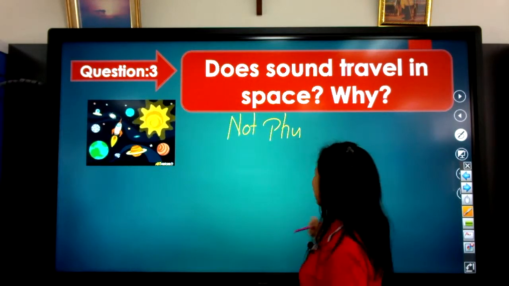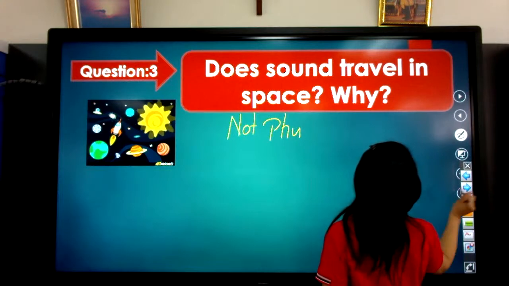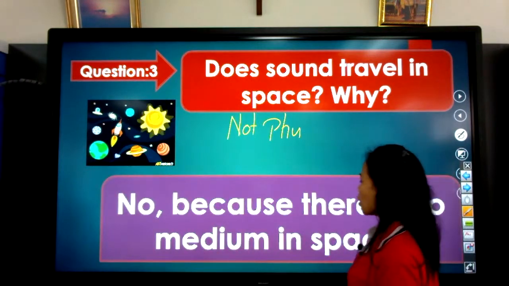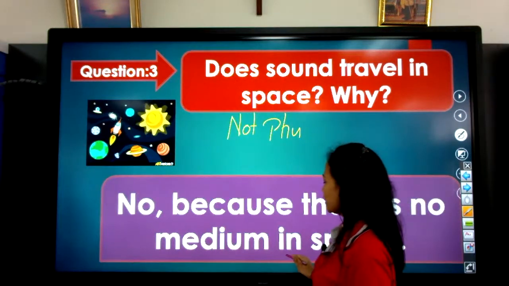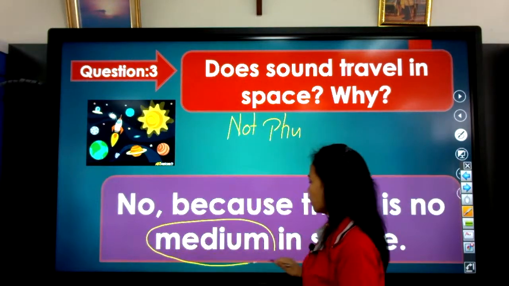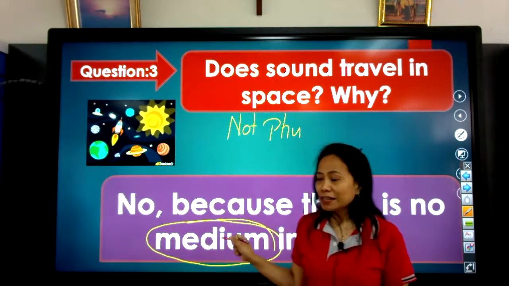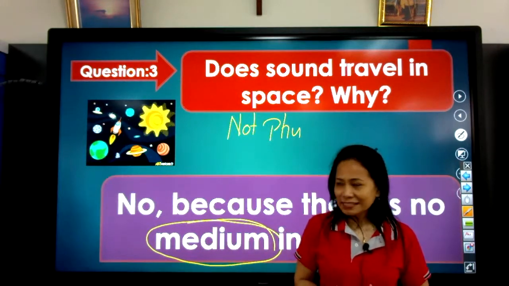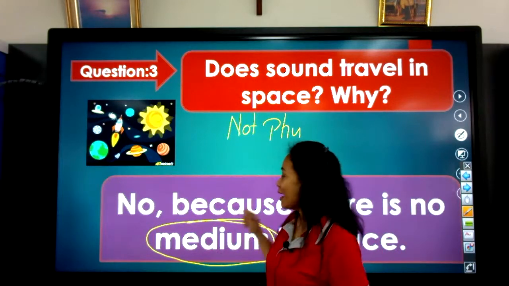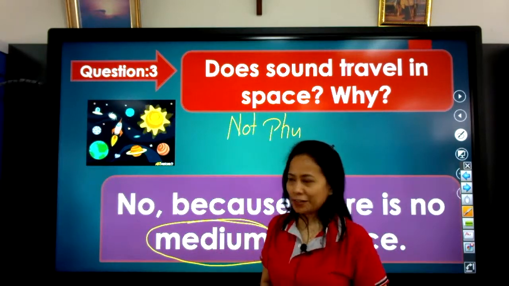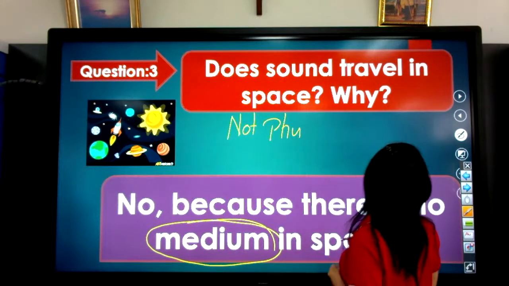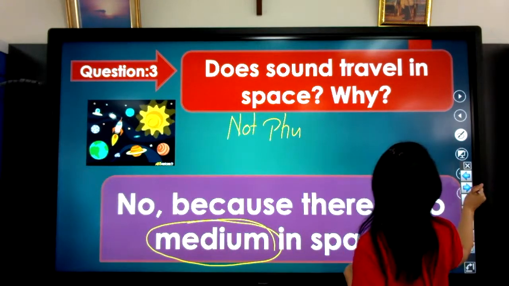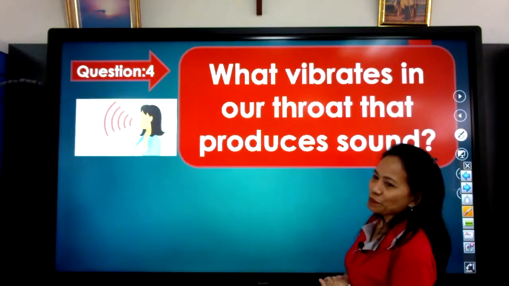Question number 3. The answer is no because there is no medium in space. So always remember this: the medium they are talking about here is not about the size. It's about the state of matter. Okay, next.